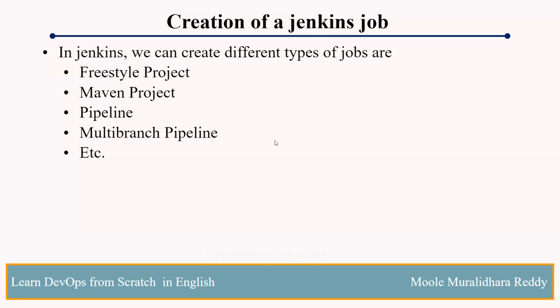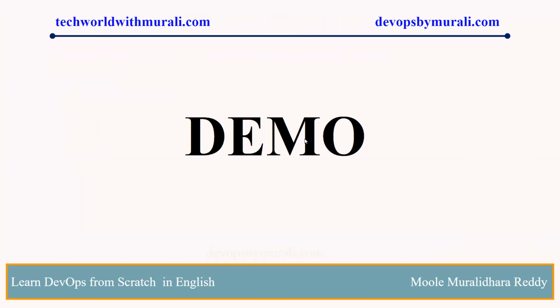But in real time, majorly we'll use one, the freestyle job, and second, the pipeline job. Some use cases will be for Maven projects also, which is only Maven related stuff. Okay, let's see the demo. You will get more idea.